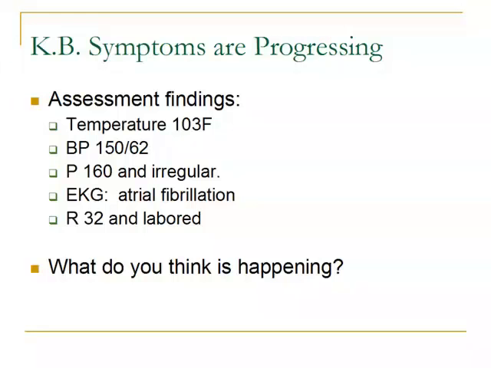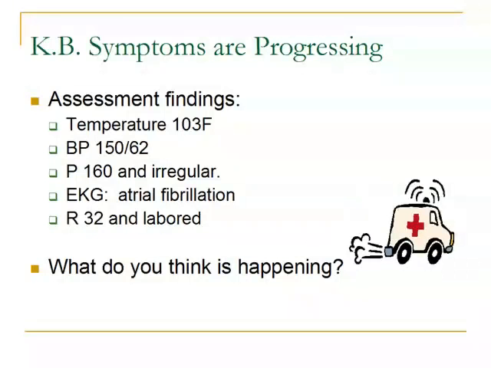So this particular scenario says what happens with that patient scenario where the patient seems to get worse. Patient perhaps comes into the ER and has symptoms of hyperthyroidism and then starts to develop a temperature of 103, elevated blood pressure, elevated pulse, irregular rhythm. Patient may be noted to be in atrial fib, elevated respirations, and are labored. So in this instance, what's happening with this patient is they're actually going into what we call thyroid storm.